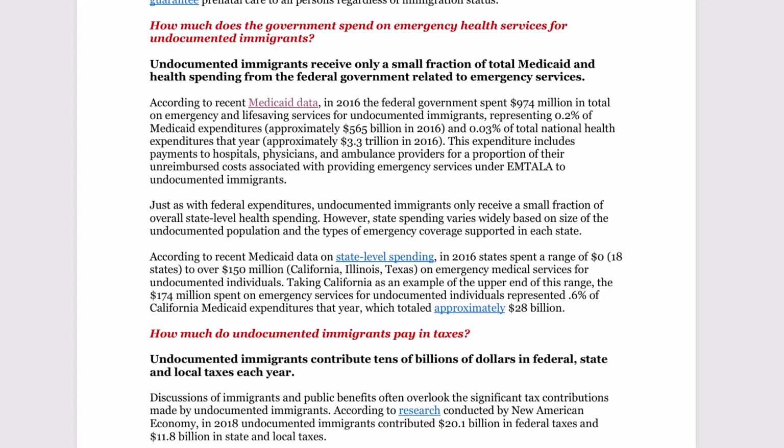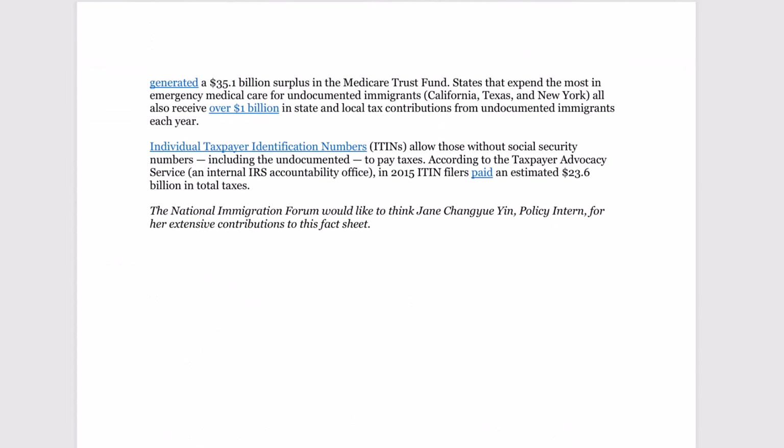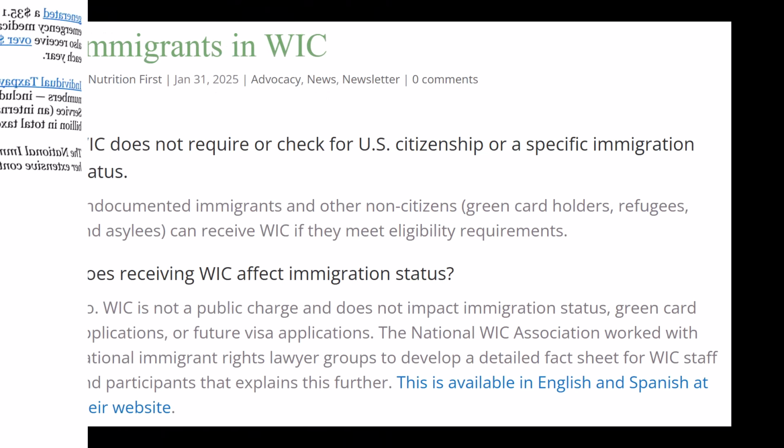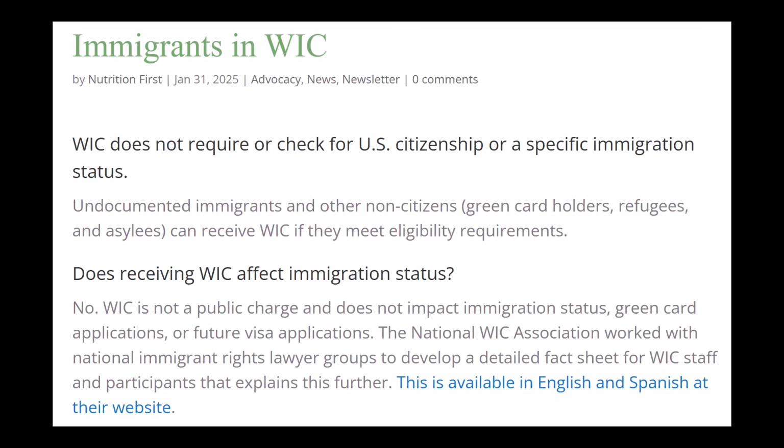and even though undocumented immigrants are largely ineligible for federal health care programs like Medicaid and Medicare and are ineligible for most federal health care benefits, under the current law, they nevertheless may access federal benefits such as emergency Medicaid, access to treatment in hospital emergency rooms or access to health care and nutrition programs under the Special Supplemental Nutrition Program for Women, Infants, and Children, known as WIC.